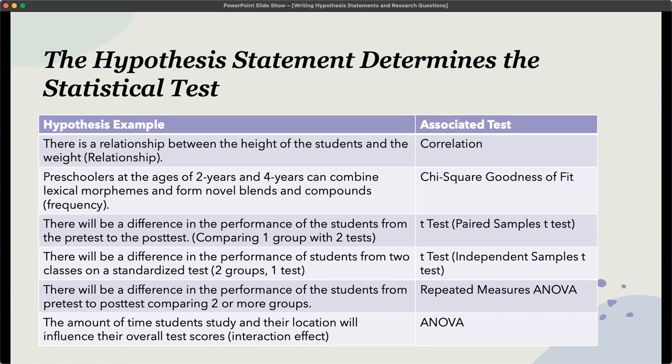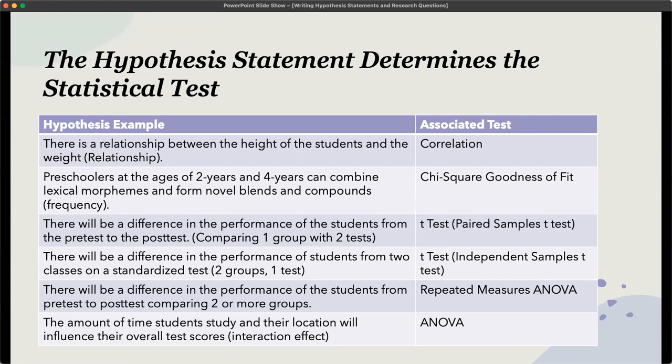There will be a difference in the performance of students from two classes on a standardized test. So we don't have the exact same number of students. The students are completely different in this case. There's only one test. And so for this one, we're going to use an independent samples t-test.